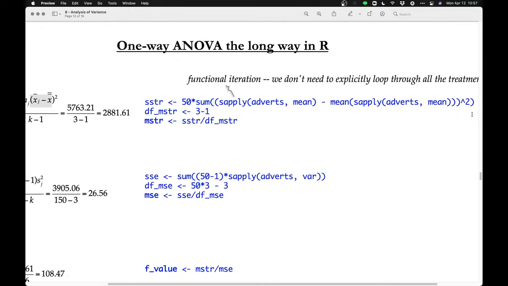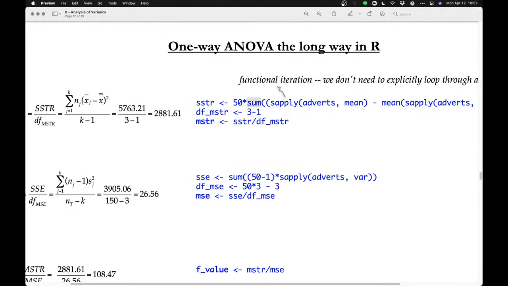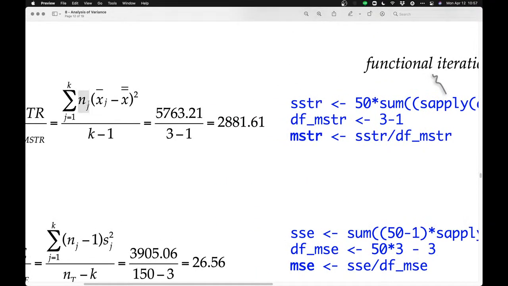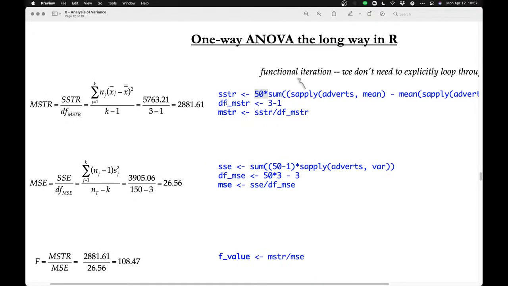All right. Then I want to square all those differences and sum them up and multiply them. I need to multiply each of them by the size of each treatment, but they all have the same size, 50, so I can move that outside the sum expression. Okay. The degrees of freedom is simply k minus 1, the number of treatments minus 1. So our treatment variance is this final number.